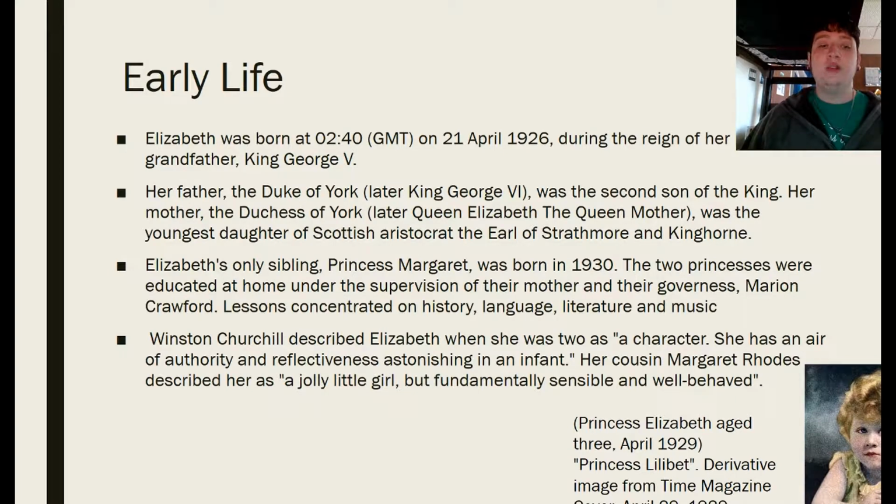The two princesses were educated at home under the supervision of their mother and their governess, Marion Crawford. Lessons concentrated on history, language, literature, and music. Winston Churchill described Elizabeth when she was 2 as a character: "She has an air of authority and reflectiveness, astonishing in an infant." Her cousin Margaret Rhodes described her as a jolly little girl, but fundamentally sensible and well-behaved.